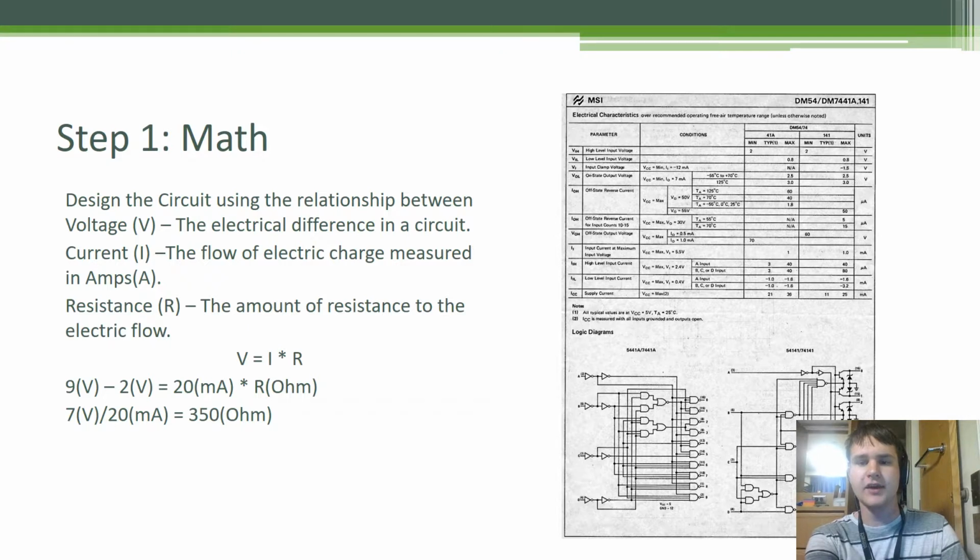Although we can easily provide the 20 milliamps with a 9-volt battery, we have to draw away 7 volts from the circuit so they do not overload the circuit and burn out the LED. In order to do this, we can use Ohm's law to calculate the needed resistance in the circuit to drop the voltage to 2 volts. We simply plug in 9 volts minus 2 volts is equal to 20 milliamps, multiplied by our own unknown resistance, and use algebra to calculate the necessary resistance of 350 ohms.